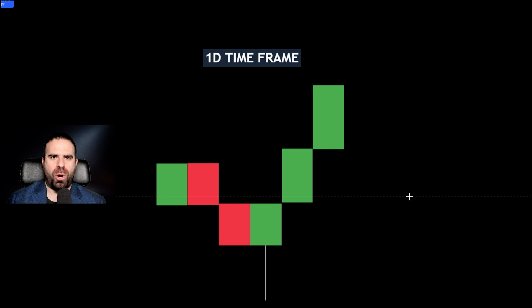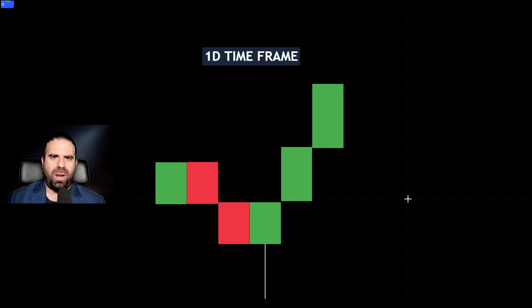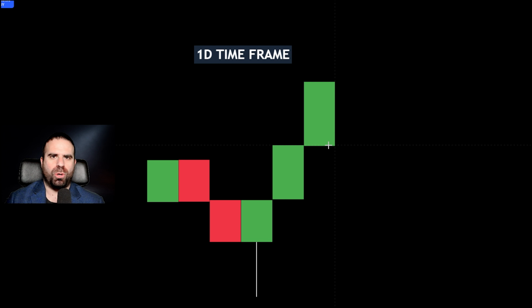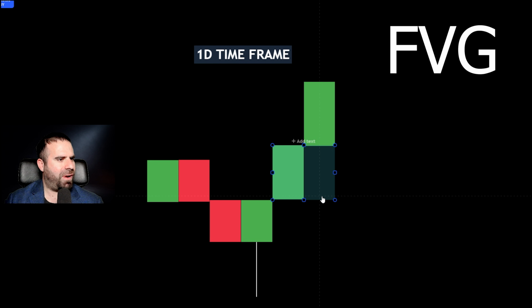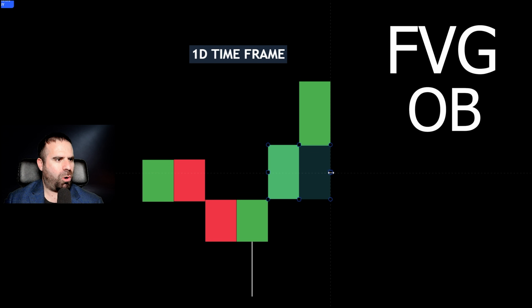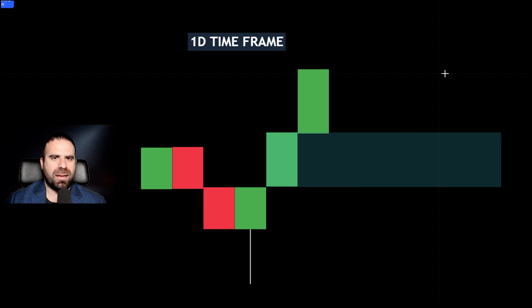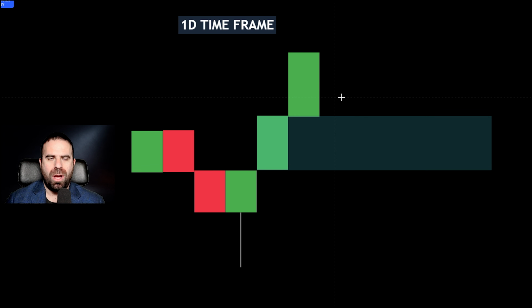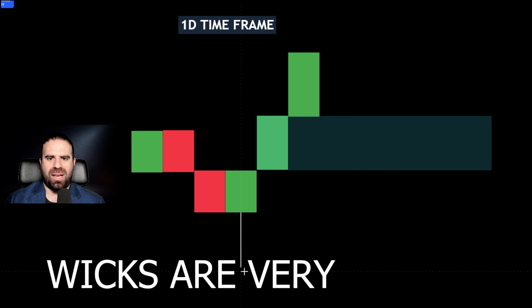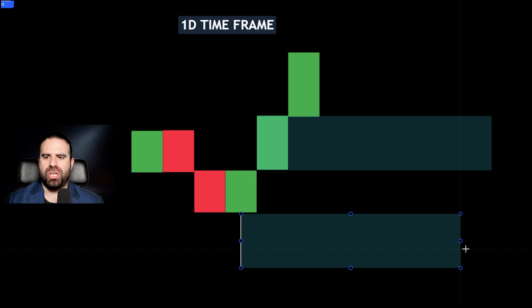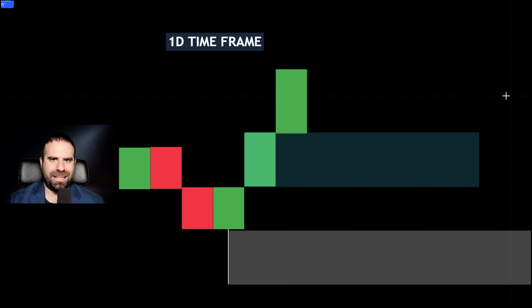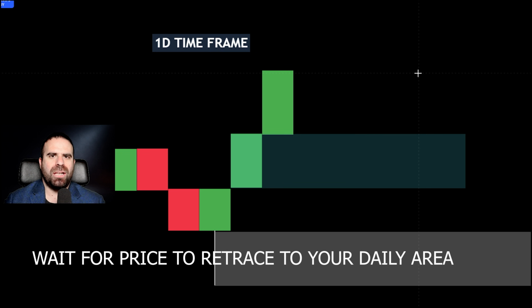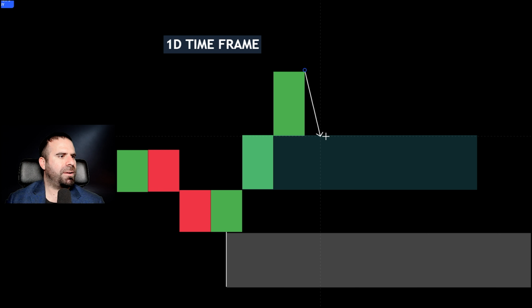Let's go through the rules of this strategy. You will be starting from the daily time frame and you will be identifying any area. That area could be a fair value gap, or it could be an order block. And of course, one trick that I will give you right here, right now: when you have a wick, such as in this occasion right here, you will be highlighting this wick as your order block, okay?